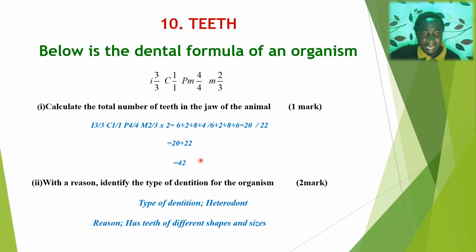Now, we have different types of dentition, but the most common one is heterodont, where a member has different types of teeth. For example, you and me, we are heterodont because we have incisors, canines, premolars, molars. Otherwise, we have homodonts, which are organisms that have the same type of teeth. Next question.